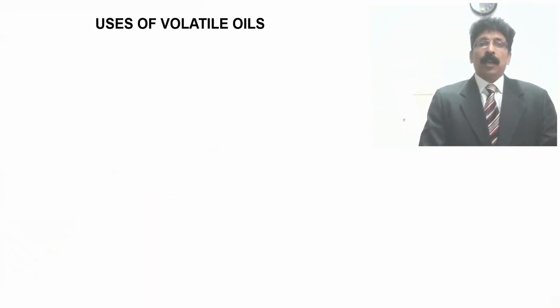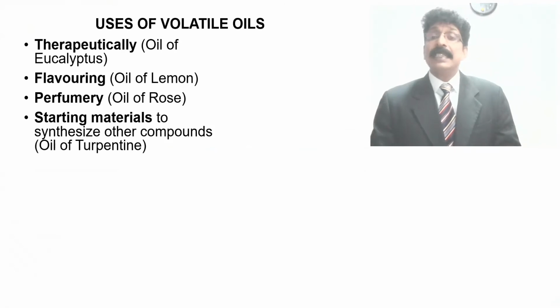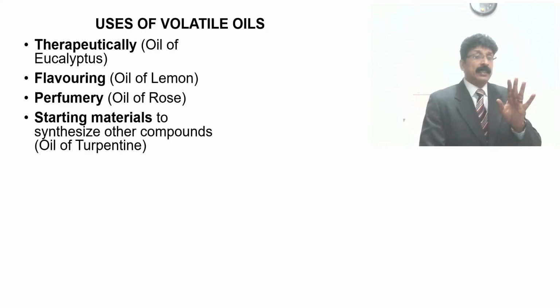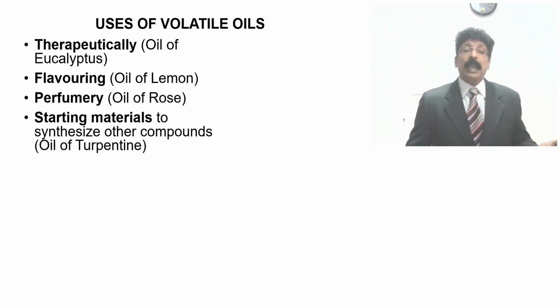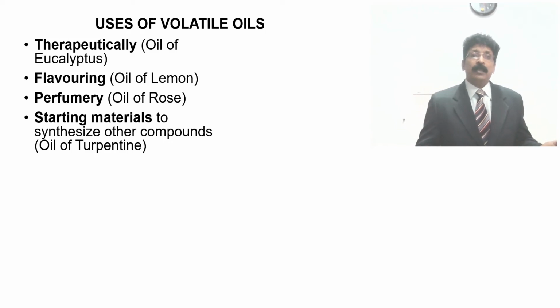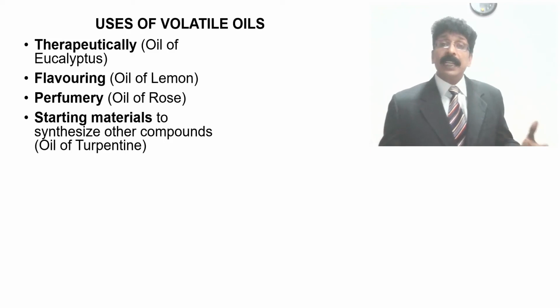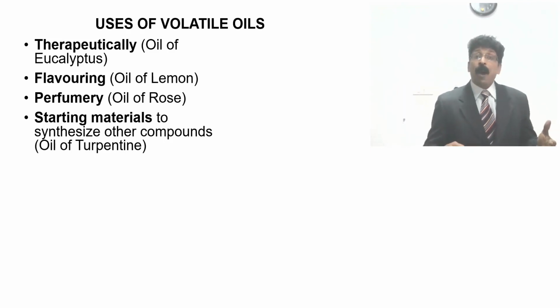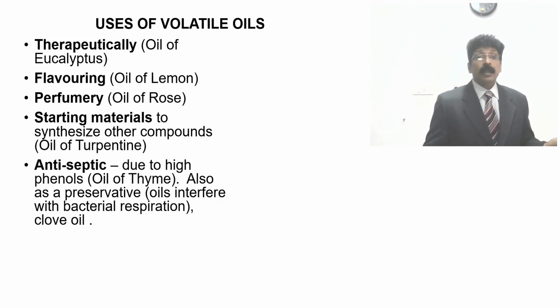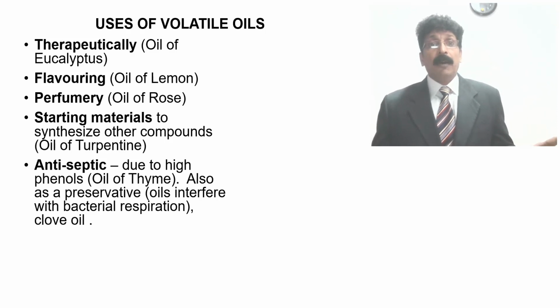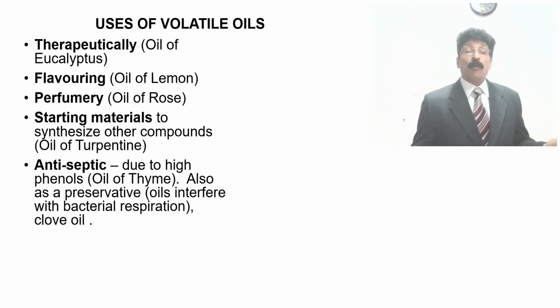Uses of volatile oils in general: therapeutically, oil of eucalyptus, just simply some examples we are denoting. Flavoring, like oil of lemon. Perfumery, oil of rose is an example. There are many. As a starting material for synthesis of compounds, they are using oil of turpentine. Antiseptic activity: there are various volatile oils, for example oil of thyme, due to the high phenolic component present.